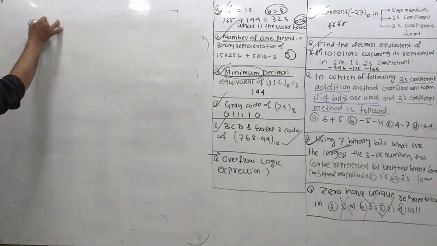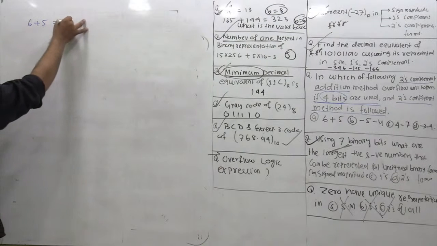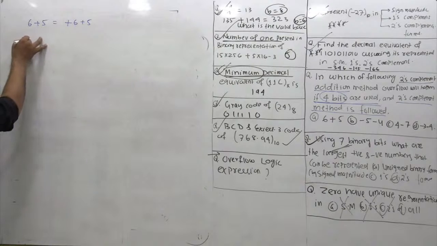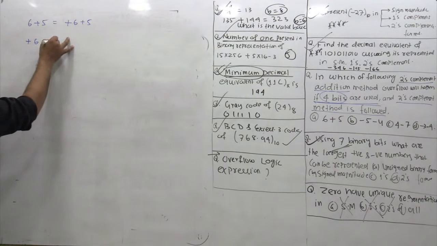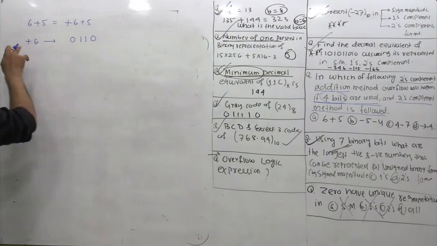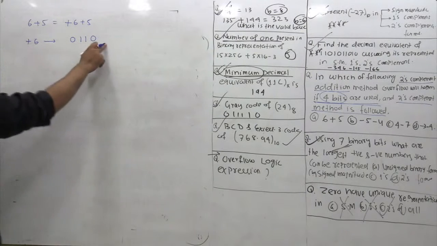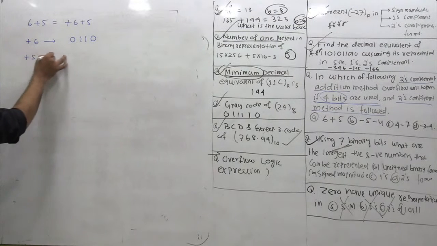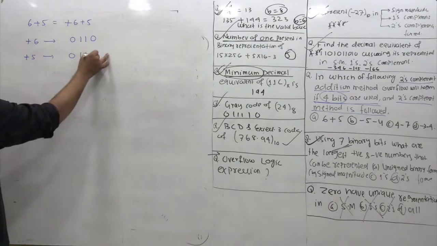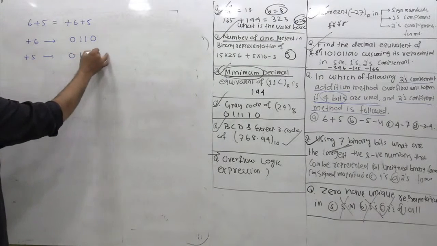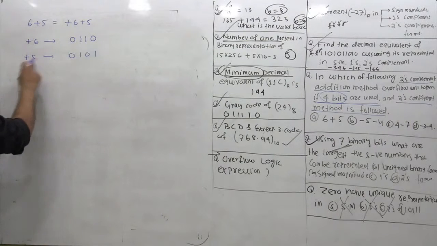6 plus 5, this is equivalent to plus 6 plus 5. So, the plus 6 representation is 0, 1, 1, 0. Actually, 6 is 1, 1, 0, and because of the plus sign you get 0 here. So this is 0, 1, 1, 0. And then plus 5 will be 0, 1, 0, 1. Plus is 0 and for 5 I have 1, 0, 1.